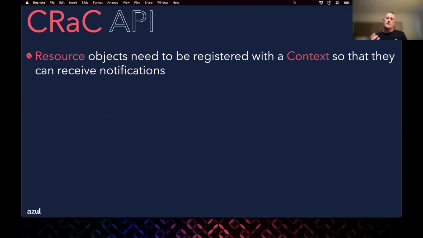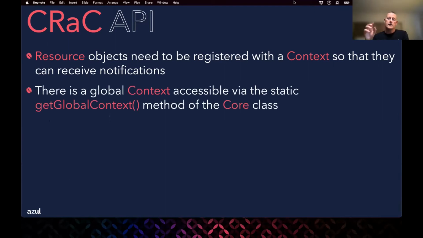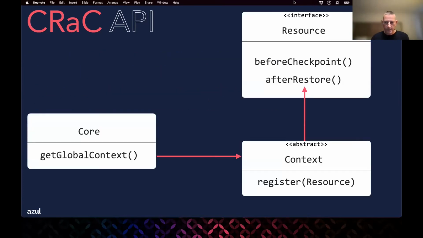And these resource objects you need to register somewhere. Somehow the JVM needs to know which resource objects it needs to notify in case of a checkpoint or in case of a restore. And therefore you need a so-called context, right, to do that. And this context you can get by calling Core.getGlobalContext, right? It's a static method, and there's only one context which takes care of all the resources that you have in your code.